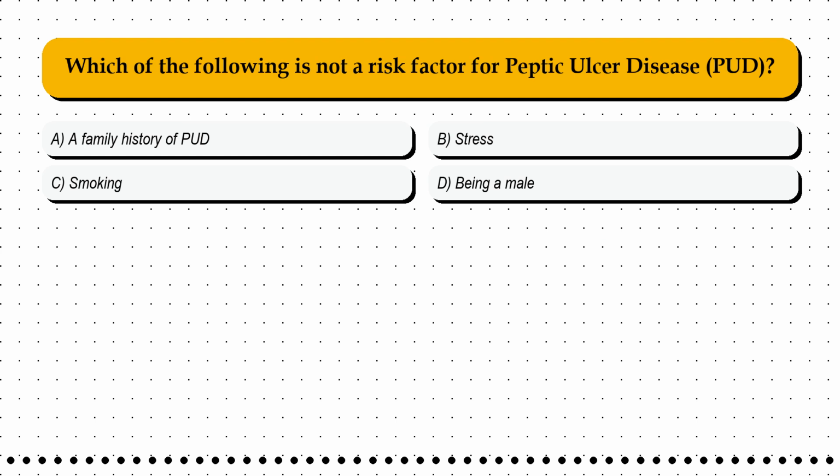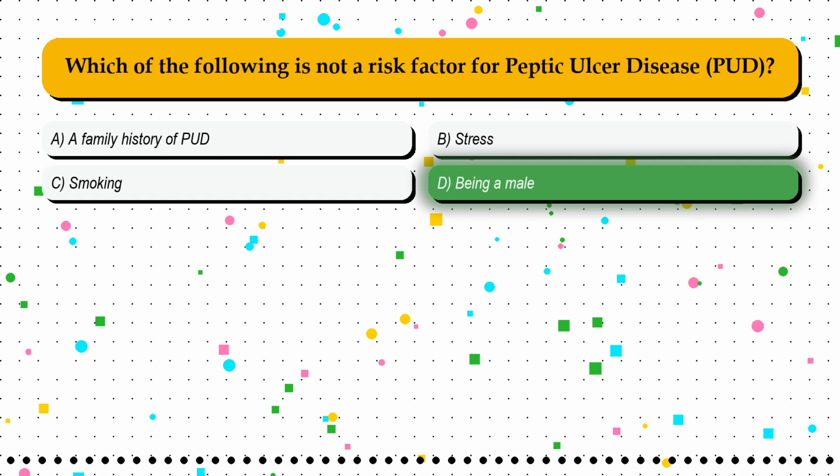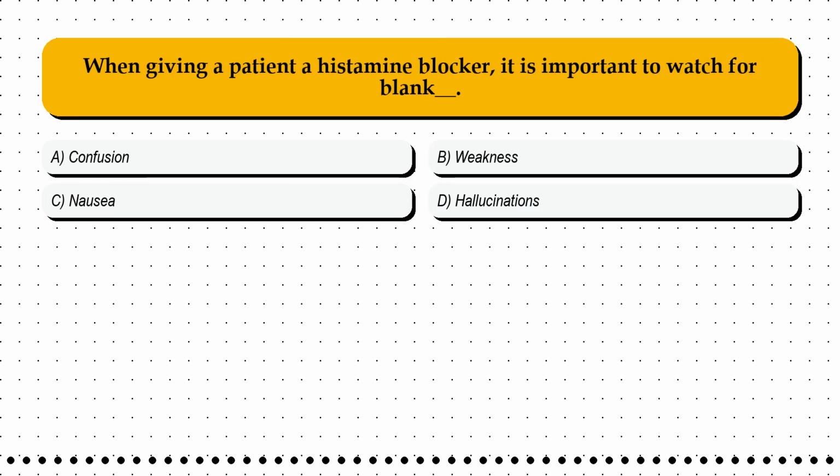Option A. A family history of PUD. Option B. Stress. Option C. Smoking. Option D. Being a male. The correct answer is option D. Being a male. Question 124. When giving a patient a histamine blocker, it is important to watch for blank blank.